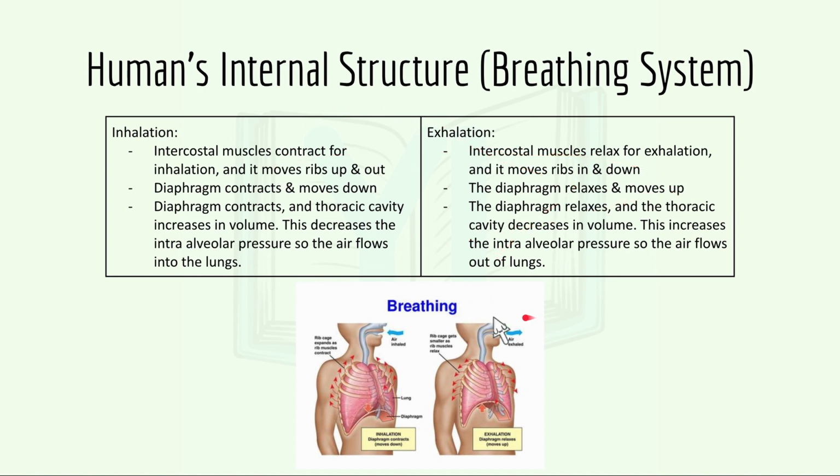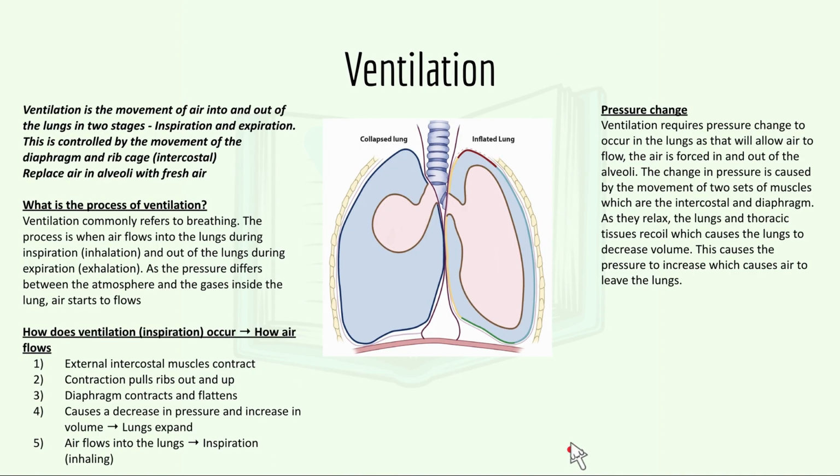And here's a diagram over here for you to look at. So here we have ventilation. Ventilation is the movement of air into and out of the lungs in two stages, inspiration and expiration. And this is controlled by the movement of the diaphragm and rib cage. And it replaces air in the alveoli with fresh air.